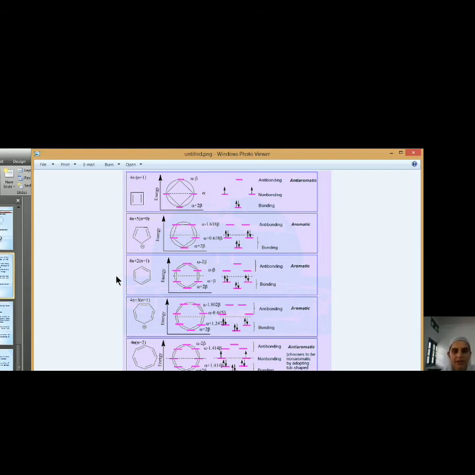And in case of odd systems, we have only one single lowest lying orbital and we have pairs of other orbitals. So in this case also we have pairs of orbitals and we have a single lowest lying orbital.